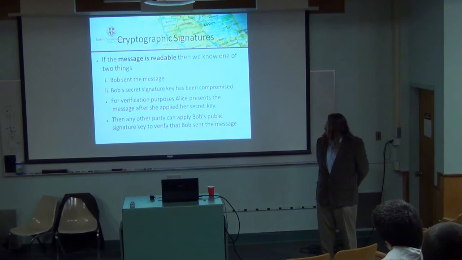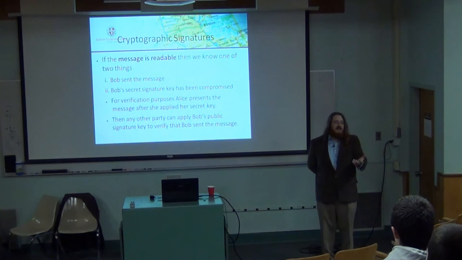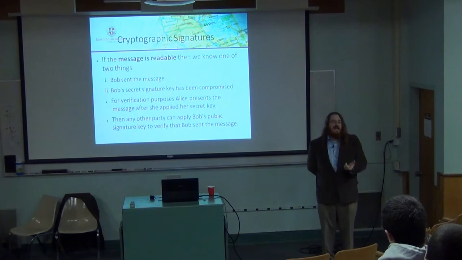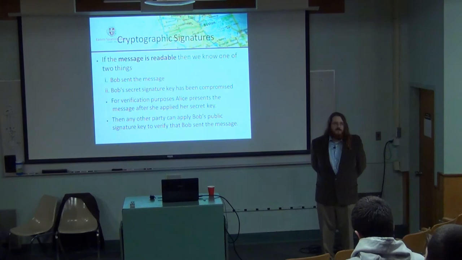Right, so Alice saves the message after Alice applies her secret key and then saves that message there. So it's still encoded, but you have to apply Bob's public key to it. And so it's through this that Alice can prove that Bob sent a message to some third party. So it's kind of cool.